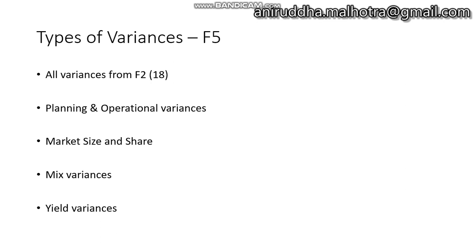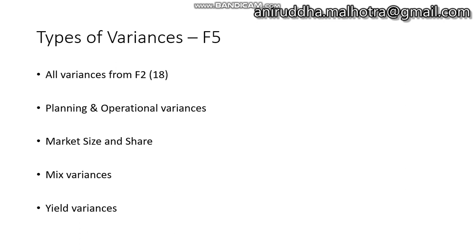So you have all the variances from F2. In addition to that, you have something called planning and operational variances. Planning and operational variances aren't a new type of variances. They are simply splitting your existing variances into controllable and uncontrollable activities. Then you have something called market size and market share variances, which is again something similar to planning and operational variances.